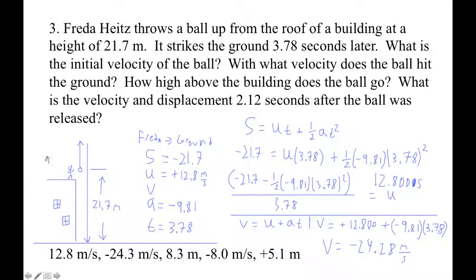So it leaves here with positive 12.8 and hits the ground going negative 24.3. This is asymmetrical because the downward trip is longer, so it hits the ground going faster than it left the hand going upward. To be sure, when it reaches this elevation right there, it's going negative 12.8 at that moment. So we've done the initial velocity of the ball, and with what speed it hits the ground. How high above the building? We'll do that in the next video. And then we'll do the 2.12 seconds after the ball was released.